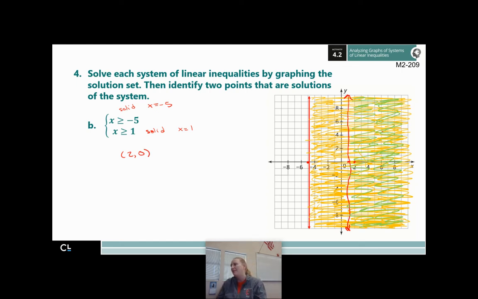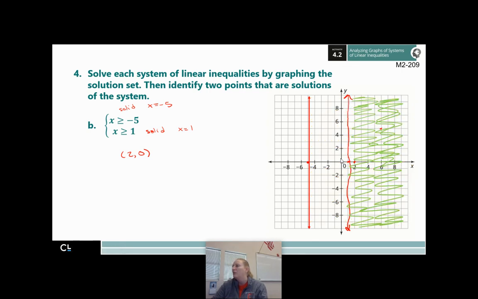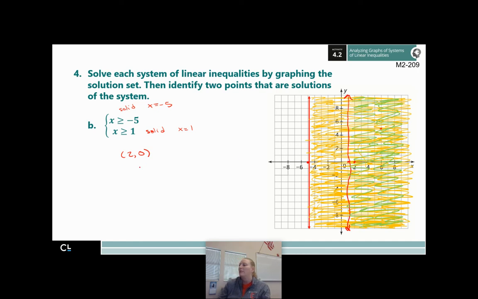I can pick a point like out here. I can pick this point if I wanted to. It's in the area where they're both shaded. So what is that, 5, 5? Yeah, 5, 5. That's going to be another one of my points. These are both solutions because they're both in the overlapping shaded area. It's always the overlap.